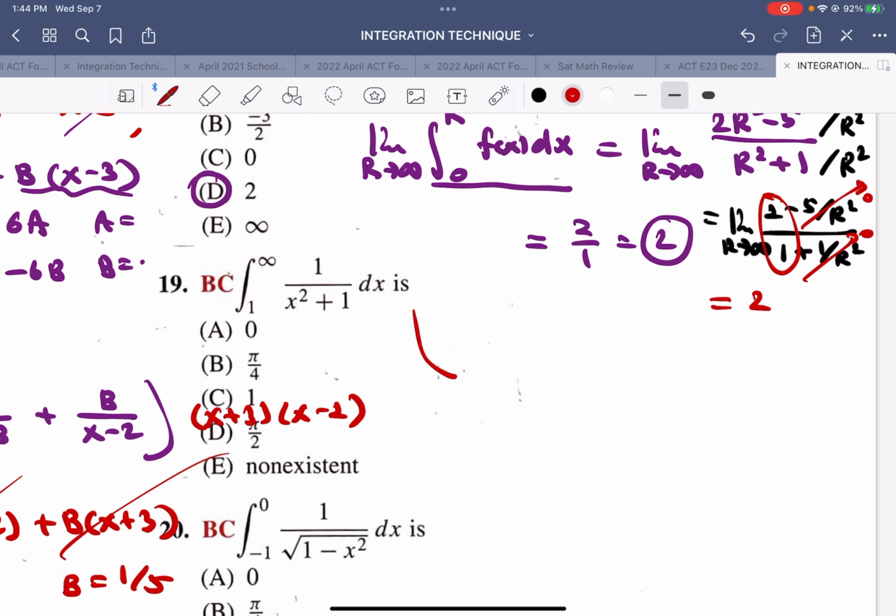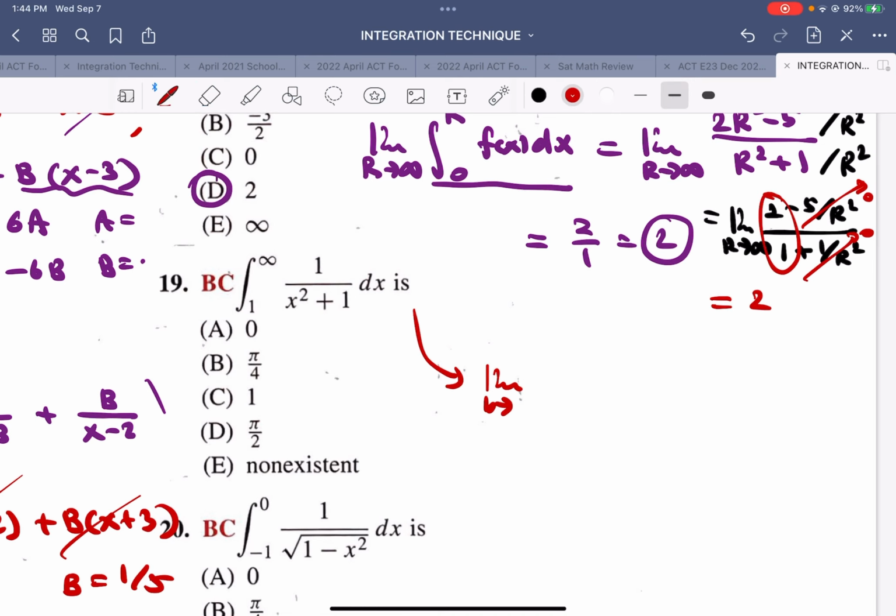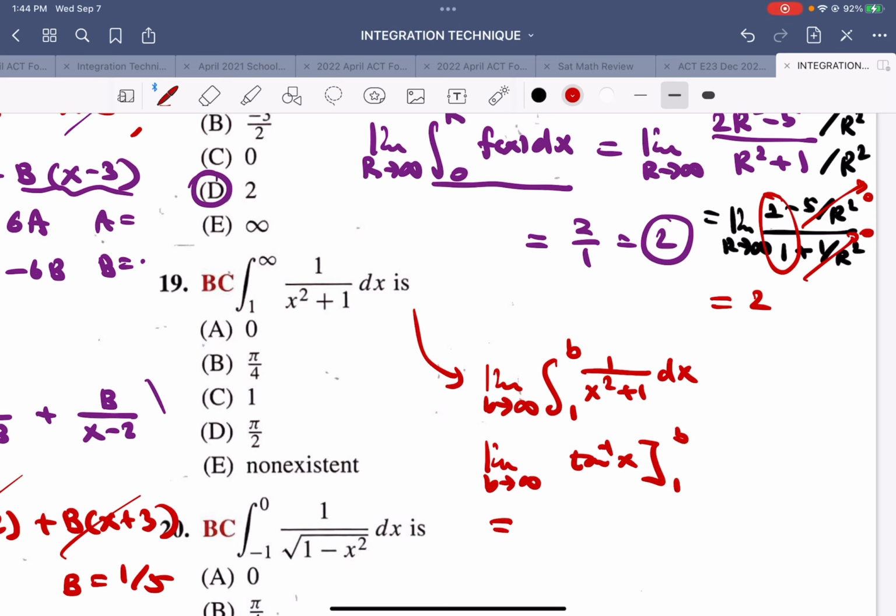Now, how am I going to do this? Limit also, change it, b value, b goes to infinity, 1 to b, 1 over x squared plus 1 dx. So that is arctangent. So that's the inverse tangent. So inverse tangent x, 1 to b. So when you plug in b, limit as b goes to infinity, inverse tangent b minus inverse tangent 1.